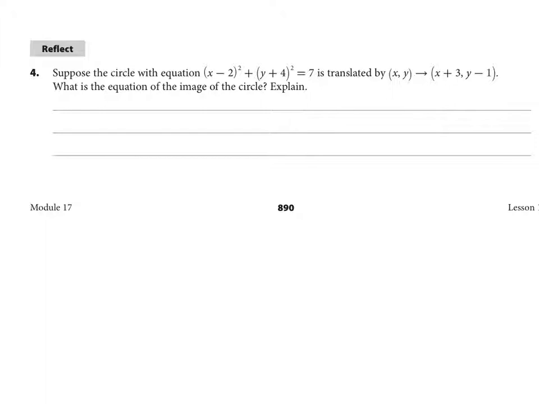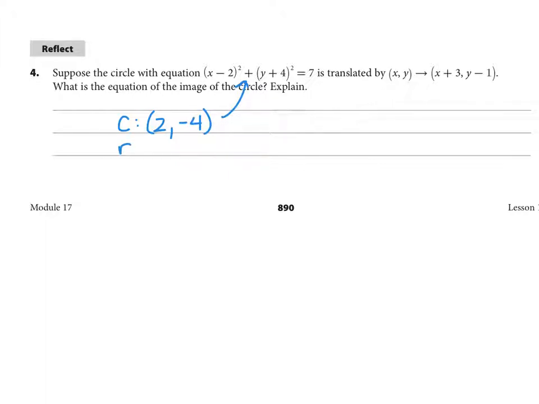This question at the bottom, the first thing I want to ask before we even talk about the translation of the circle is just what does this information give me to begin with? So in this original equation, I have a center that's at, think opposite because we're inside parentheses here, I have a center that's at 2, -4, and I have a radius.